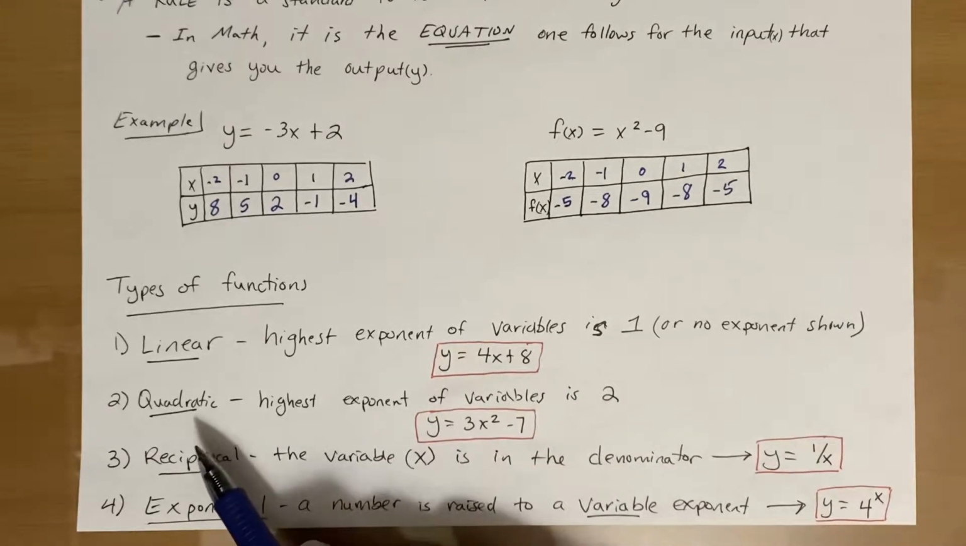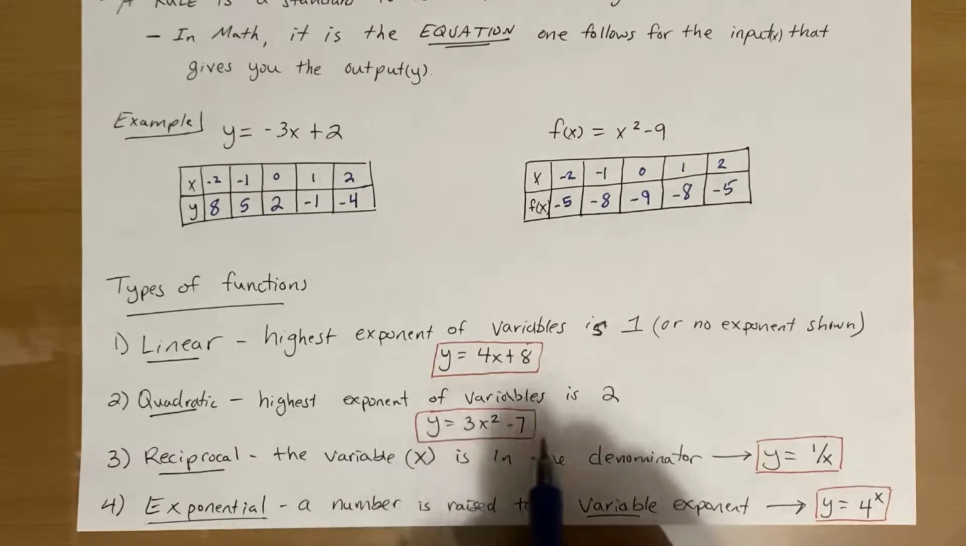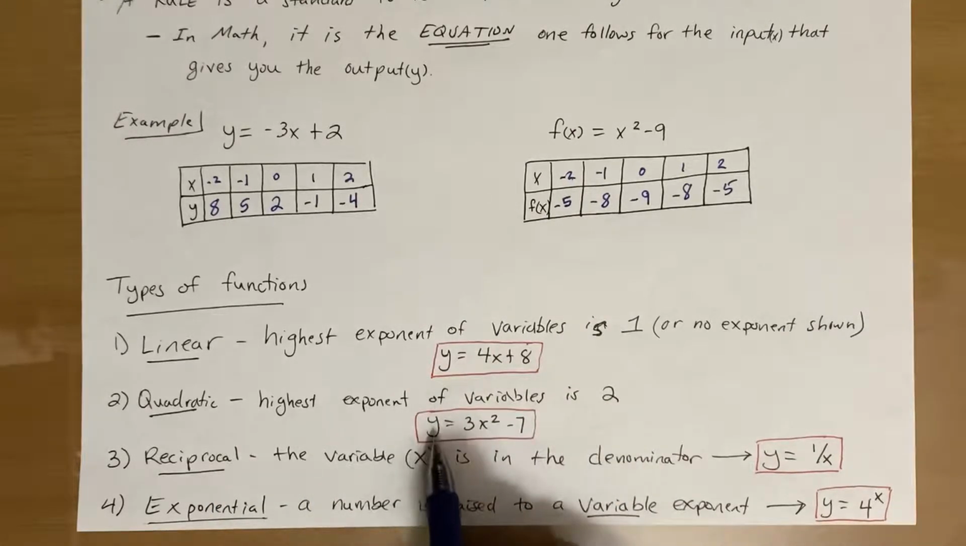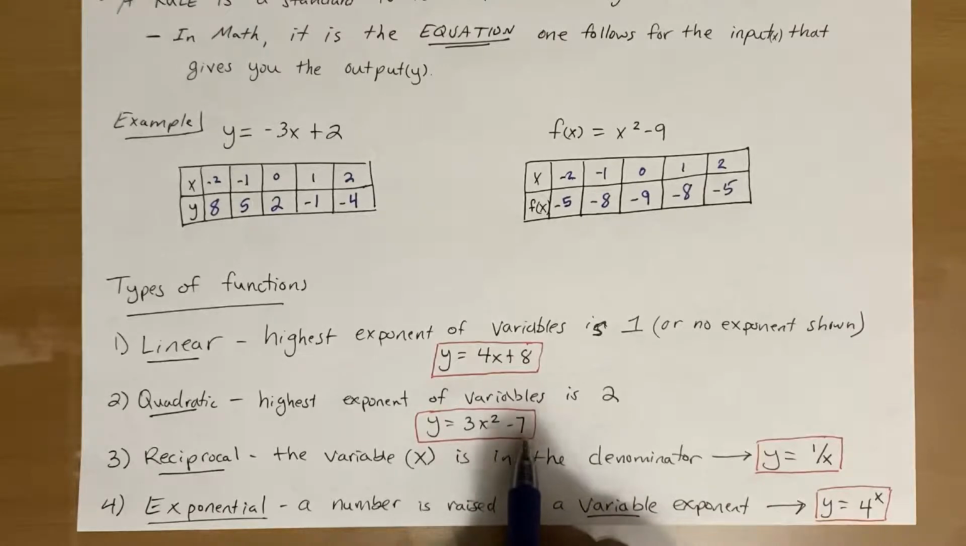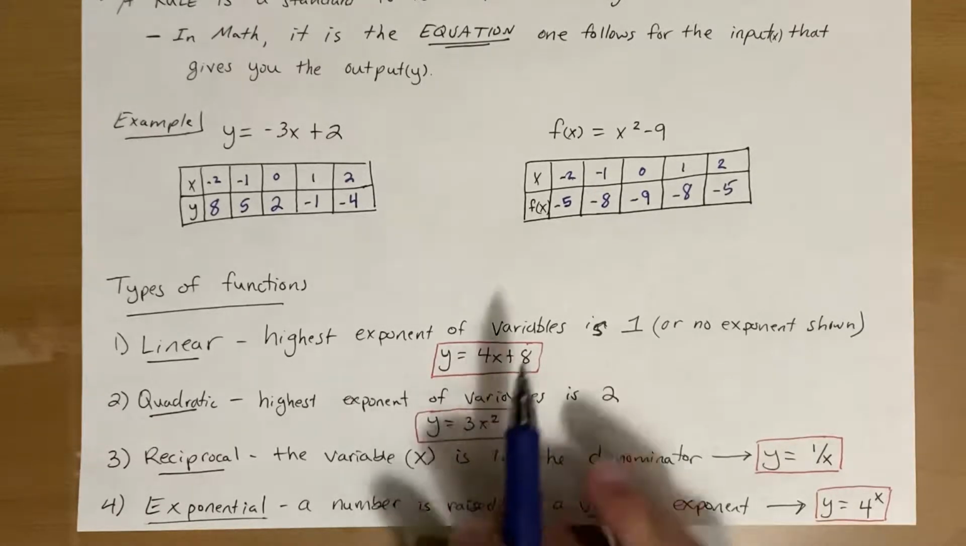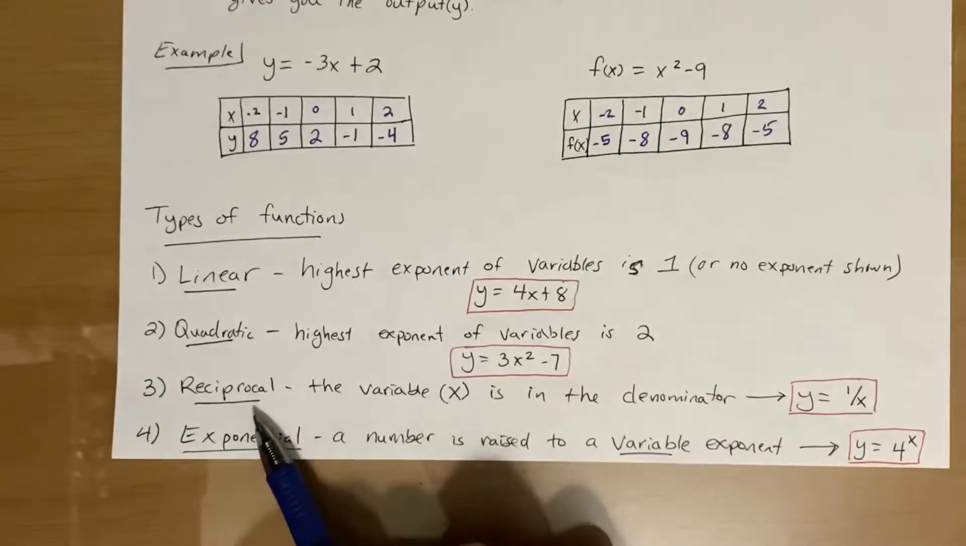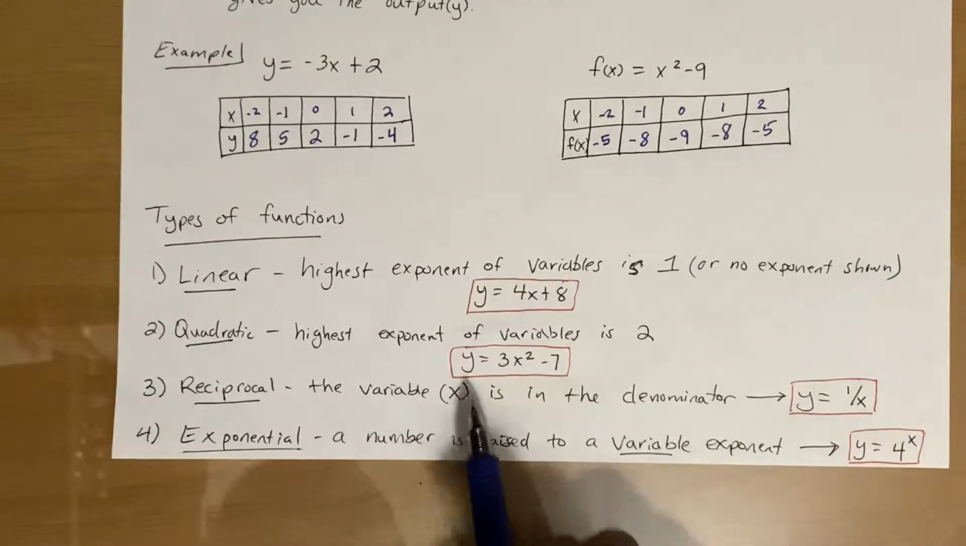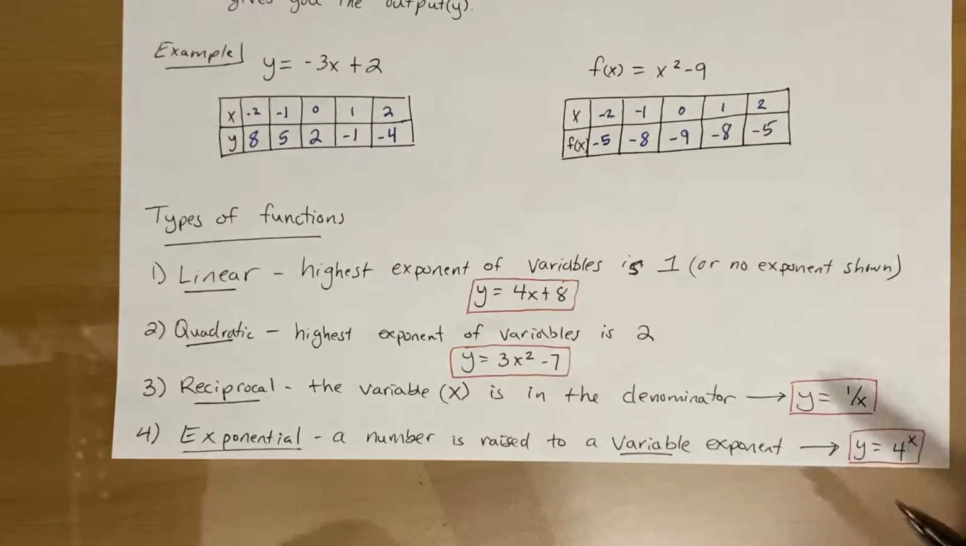The second is quadratic. Quadratic has an exponent of 2 on the variable. So it could be y equals 3x squared minus 7. So x could be squared, or y could be squared. Okay, the next one is called reciprocal. Reciprocal is when the variable x would be in the denominator. So the equation would look something like this. Y equals 1 over x.